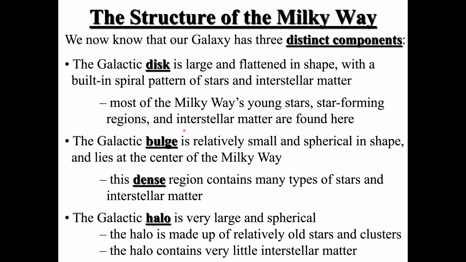And then you have the galactic bulge, which is relatively small and spherical in shape, and that lies at the center of the Milky Way. This is a dense region, the bulge, and it contains different types of stars and interstellar matter. And then you have the halo. The halo is very large and spherical, and it is made of relatively older stars and also very little interstellar matter.